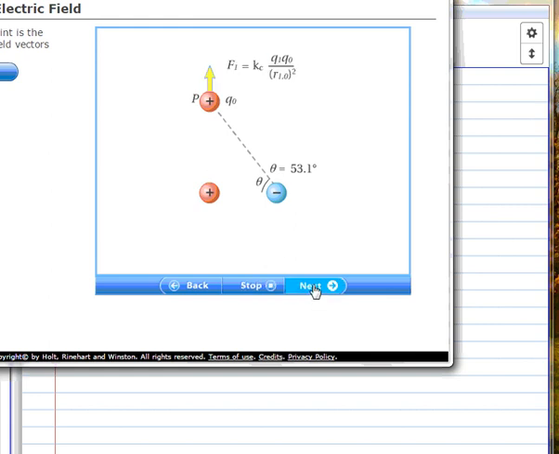The magnitude of the electric force exerted on the test charge by Q1 is given by Coulomb's law. Q1 and Q0 are both positive, so they repel each other.